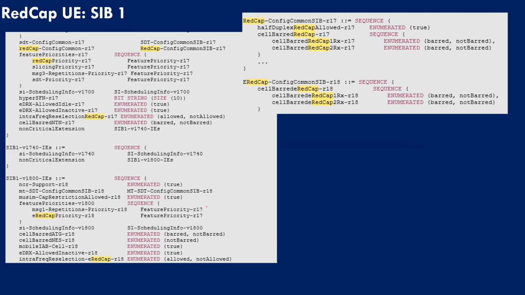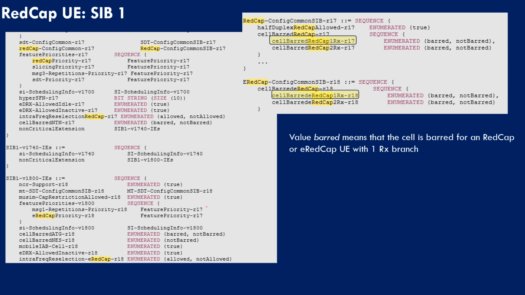RedCap config common Release 17 or eRedCap config common Release 18 is a configuration parameter specifically designed for RedCap UEs to inform these UEs about various configuration settings. These are transmitted via SIB1 from gNodeB towards UE. Let us have a look at some of these parameters. The first parameter, cell barred RedCap 1RX Release 17 or 18, indicates to the UE whether this cell is barred or unbarred for RedCap or eRedCap UE with 1RX branch.